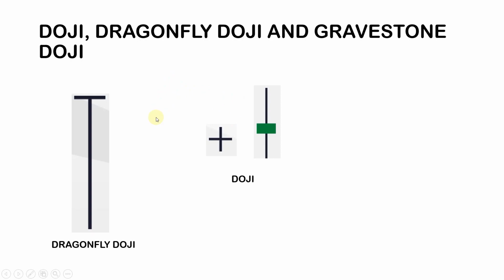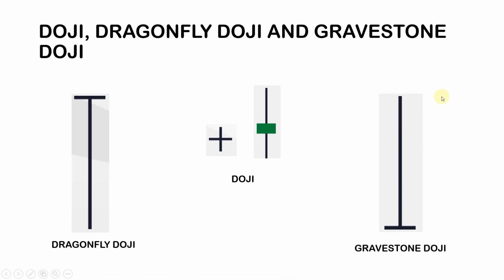Let's see the next candle, the dragonfly doji. This type of candle is very similar to the hammer candle we have seen previously, and in this case the lower prices are rejected and the closing is at the very opening price, right? That's the dragonfly doji. Next is the gravestone doji, which is the exact opposite of this dragonfly doji.